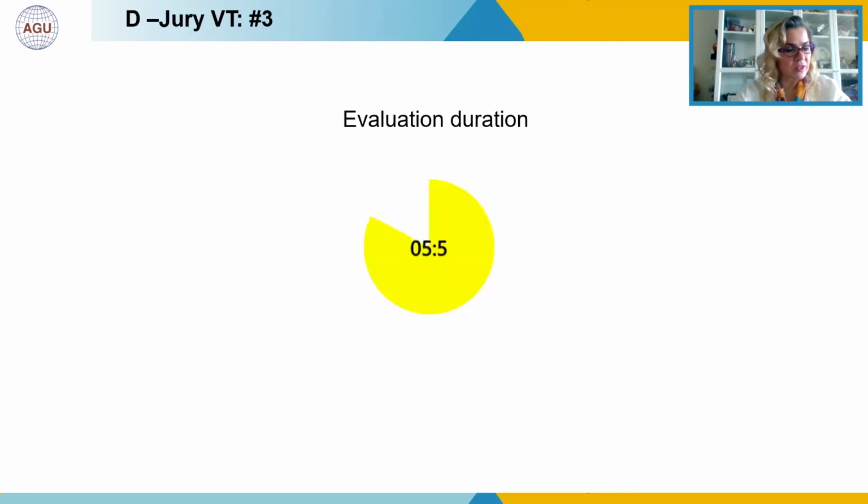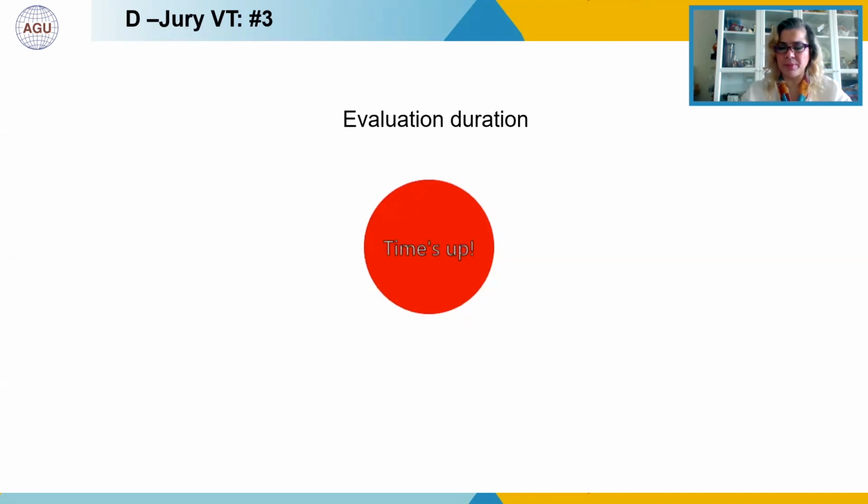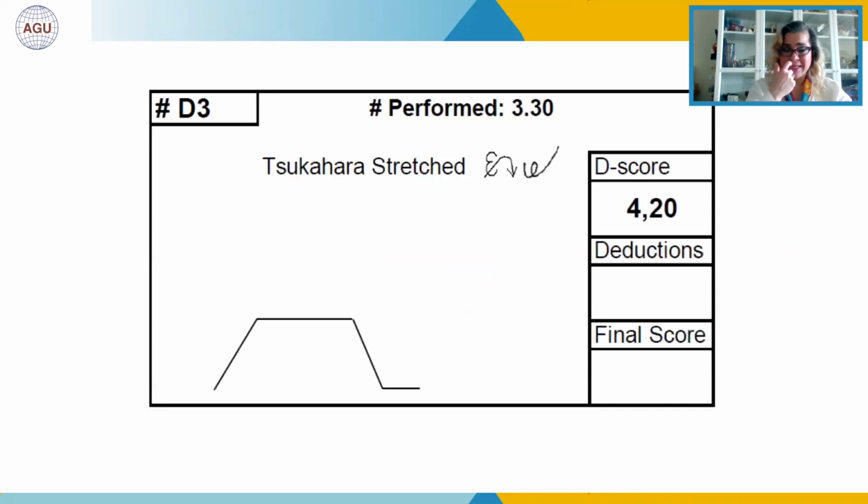Last few seconds. And time's up. As you can see here, now we have Tsukuhara stretched, which is from group 3, and the vault number is 330, and the D score is 4.0. So here the body stretched was maintained in all the salto and no hip angle.